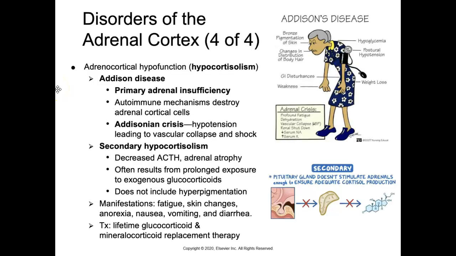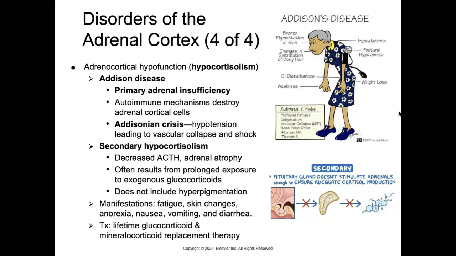Now let's talk about adrenocortical hypofunction or hypocortisolism. First up is Addison's disease, and this is also known as our primary adrenal insufficiency. This is going to be an autoimmune mechanism that destroys the adrenal cortical cells. And this tends to develop because there's an inadequate stimulation of the adrenal glands by ACTH, because there's some type of inability of the adrenals to produce and secrete adrenocortical hormones.